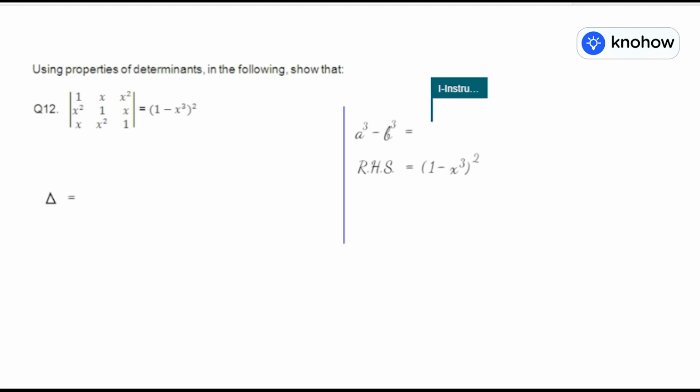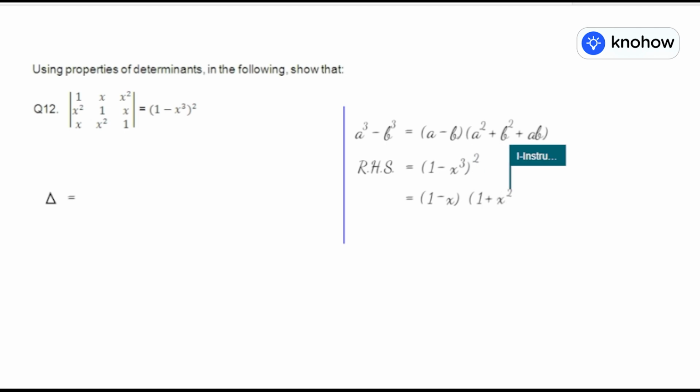Can you tell me the factors of a cubed minus b cubed? The factors are a minus b, and the other is a squared plus b squared plus ab. So here a is 1 and b is x. So for 1 minus x cubed, the two factors will be 1 minus x, and the other will be 1 squared, that is 1, plus x squared, plus x into 1, that is x.